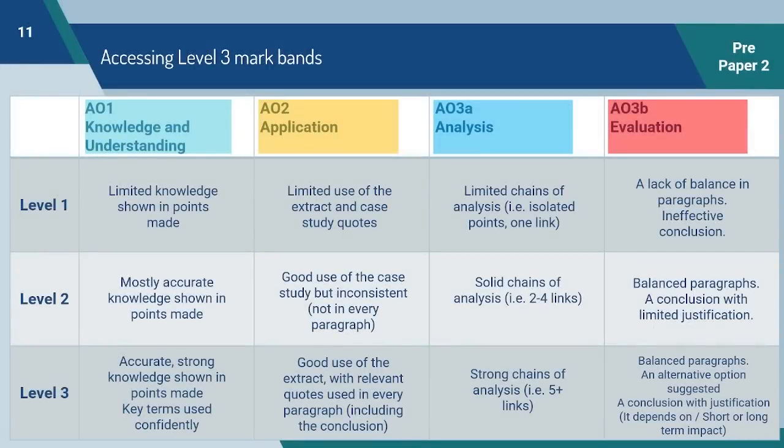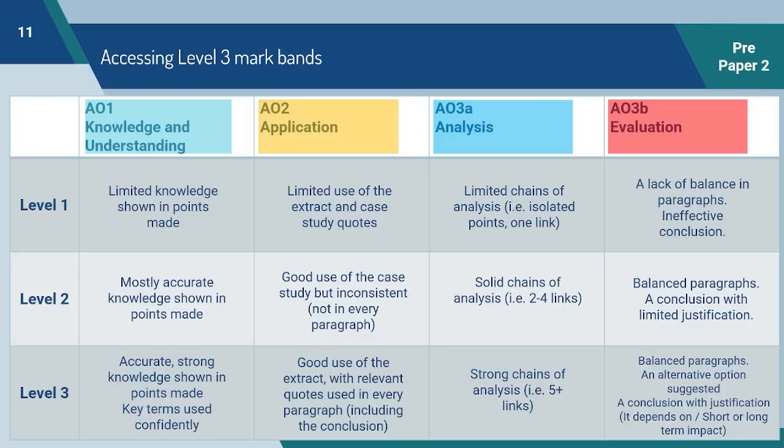So how do you get level 3 in all of those different assessment objectives? I've got them on this table here. The ideal is that you get level 3 in every single assessment objective. Different assessment objectives are used in different questions. We'll touch on that when we go through the structure of the different questions in a minute. But mainly what we're looking for here is knowledge and understanding.